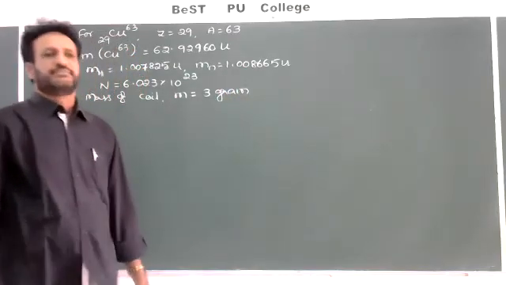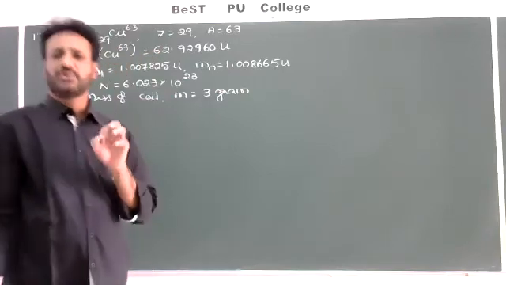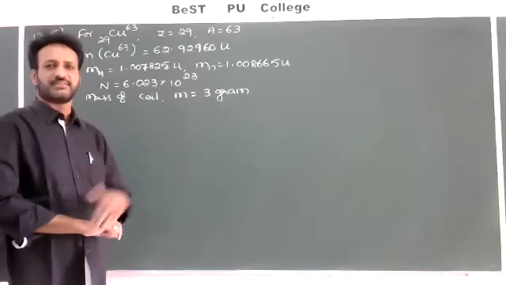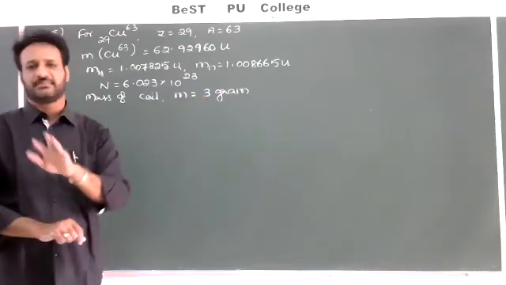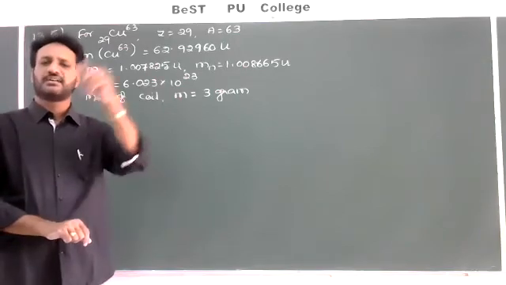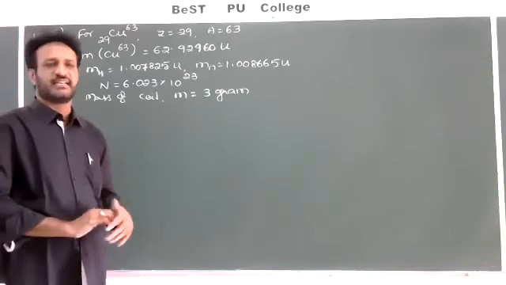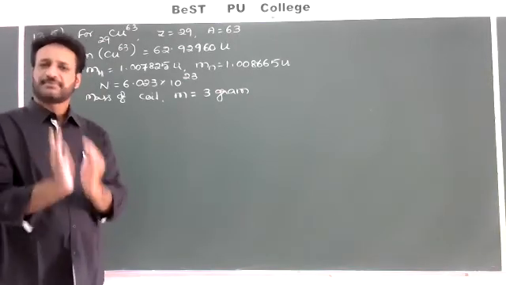First you should calculate how much energy is required to remove the nucleons from one atom. And a 3 gram copper coin contains how many atoms? To remove all the nucleons from all the atoms, how much energy is required? That you have to follow. First I'll calculate the energy required to remove nucleons from one atom.